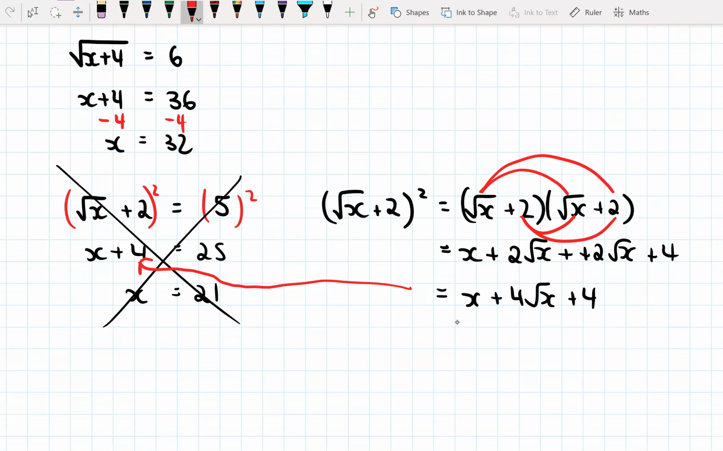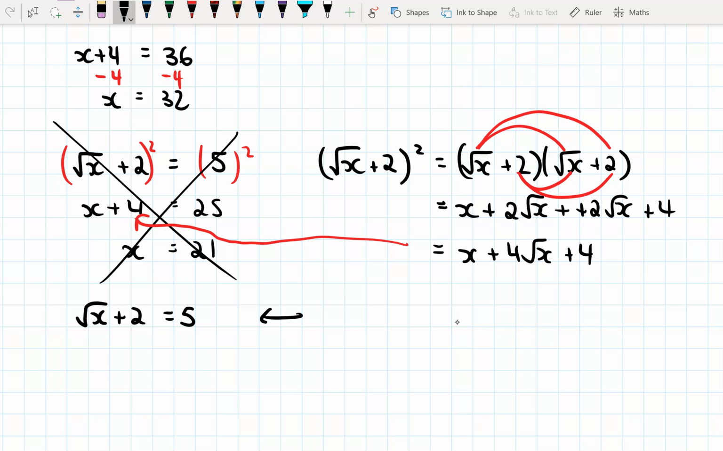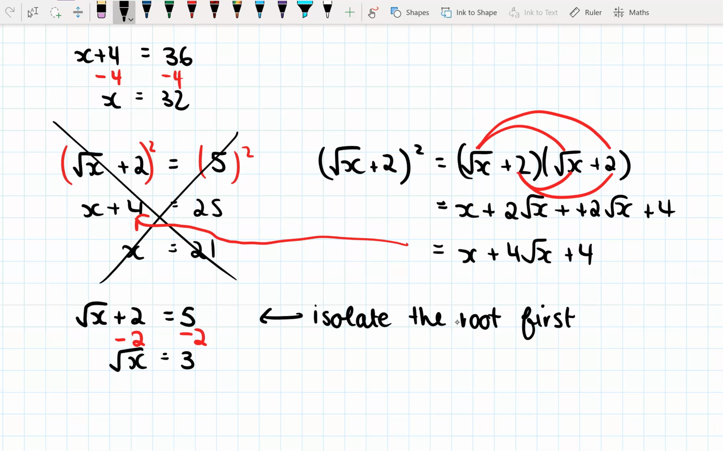So if you have something like that, where you have root x plus 2 is equal to 5, you need to first isolate the root. So isolate the root first. What that means is our first step here is going to be minus 2. And now we have the square root of x is equal to 5 minus 2, which is 3. Now we can square both sides. And we get x is equal to 9. Okay?